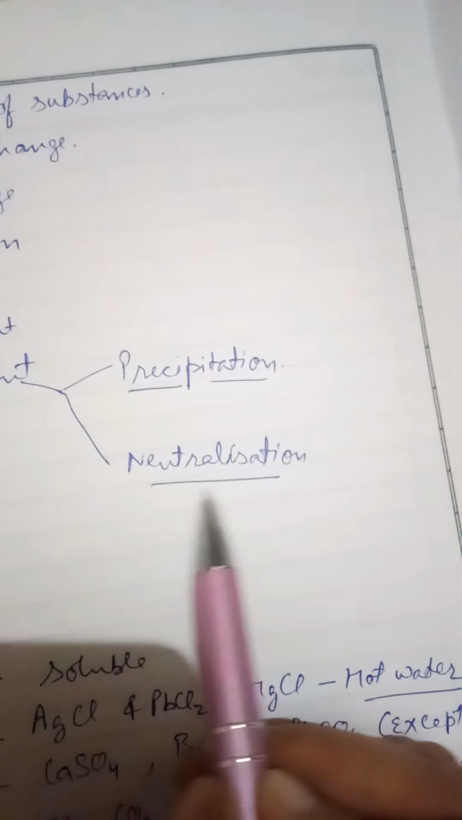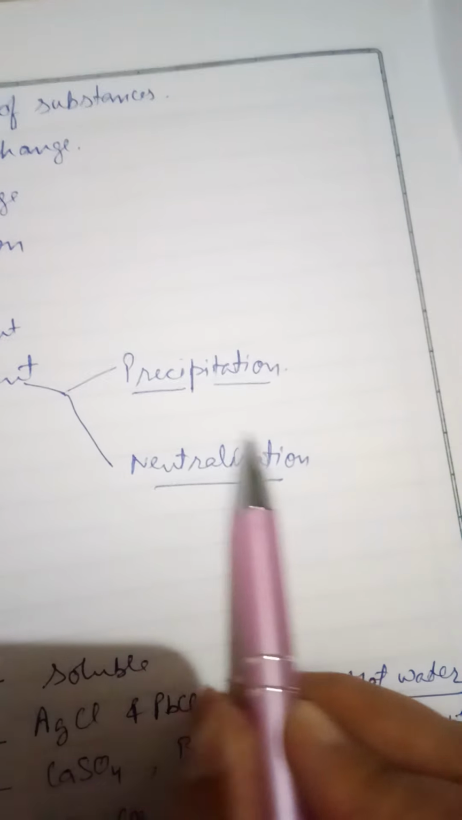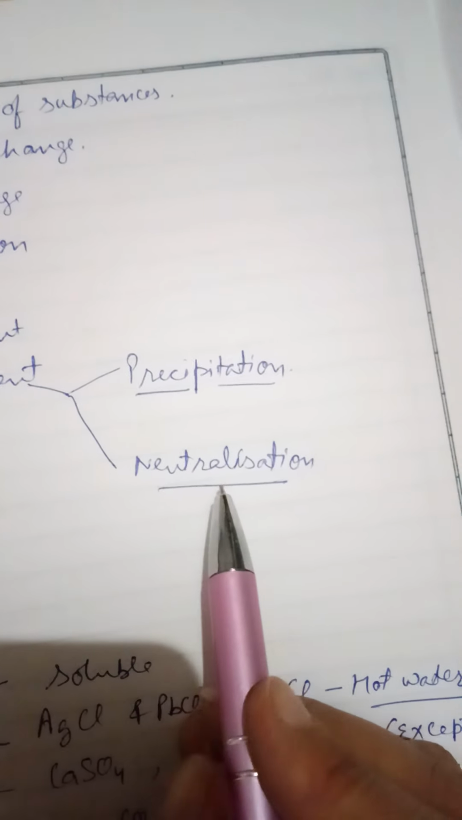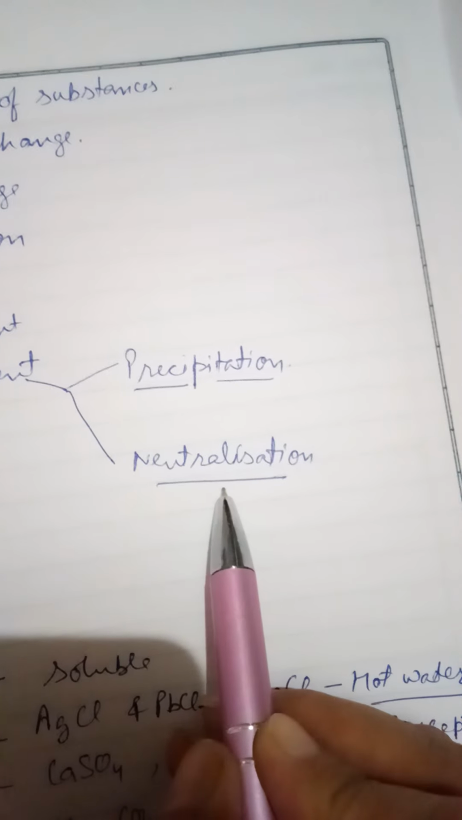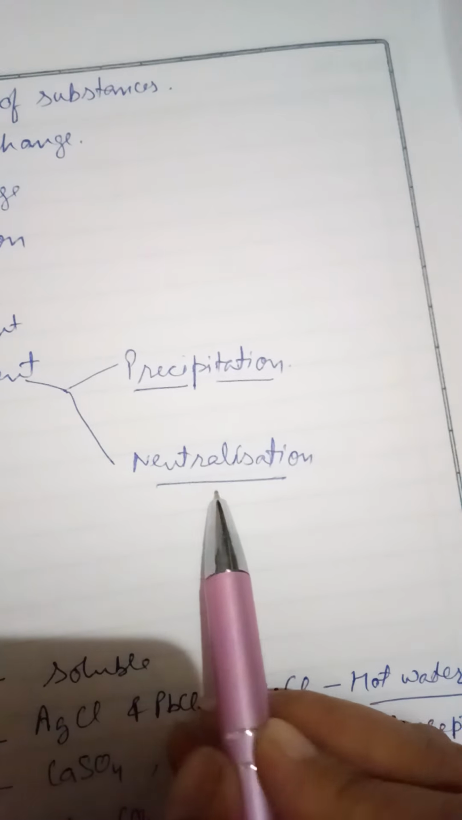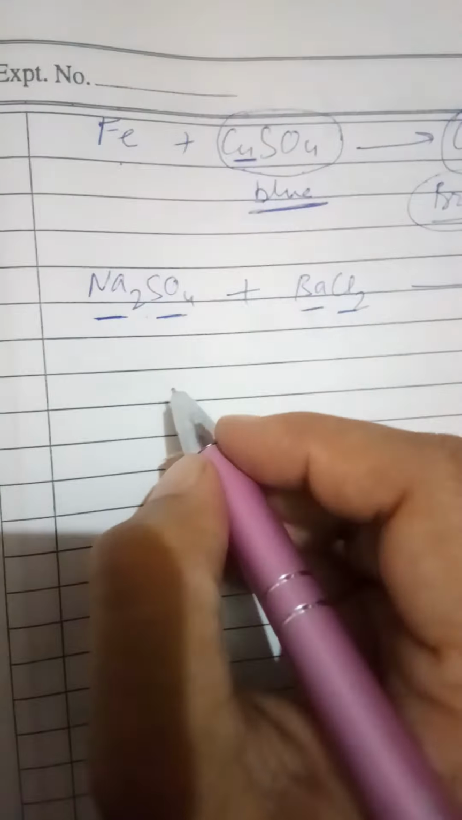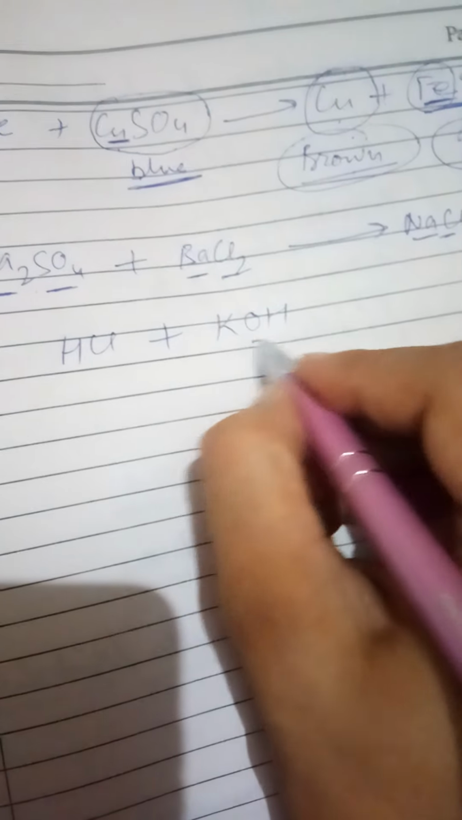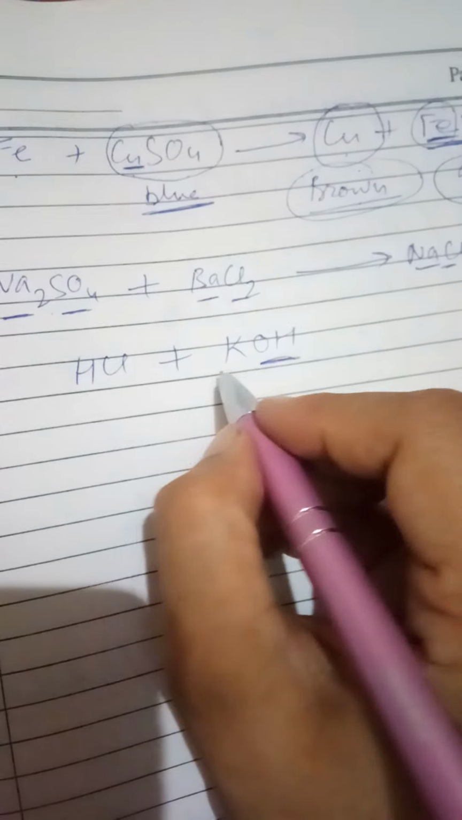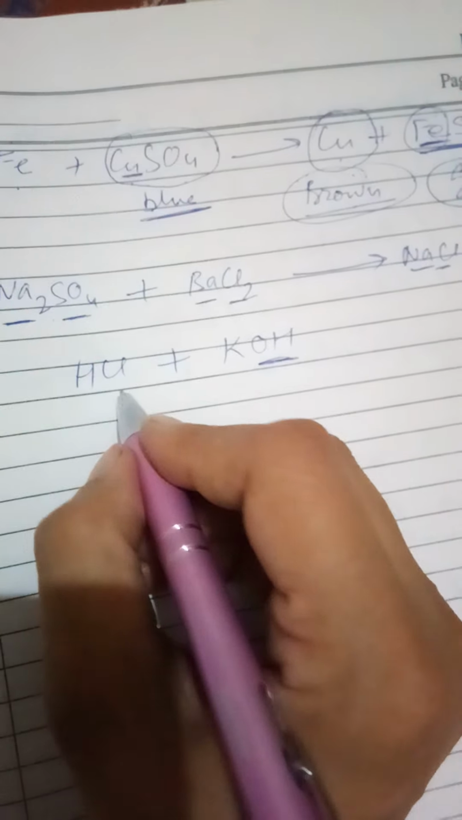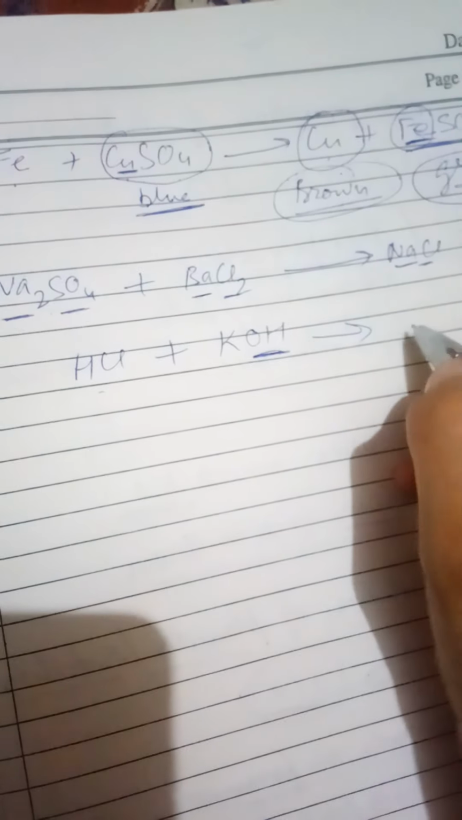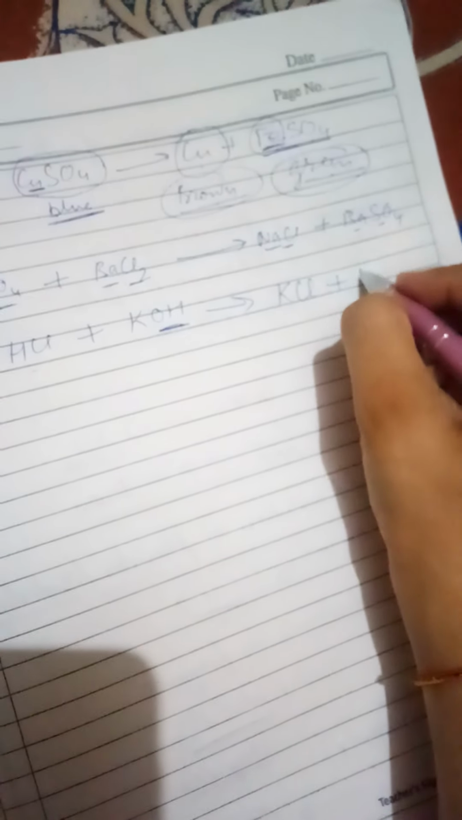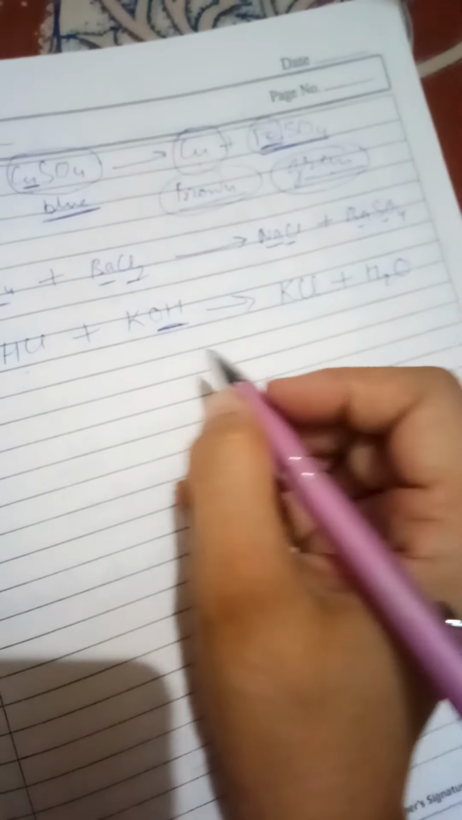Neutralization reaction, what is it? Neutralization reactions are those reactions in which we add acid and base. Suppose I am taking acid HCl and adding base, that is KOH. All hydroxides are bases in nature. So this is the base, this is the acid. When we add acid and base, salt plus water will be formed. Salt will be formed, KCl here, and water, H2O.